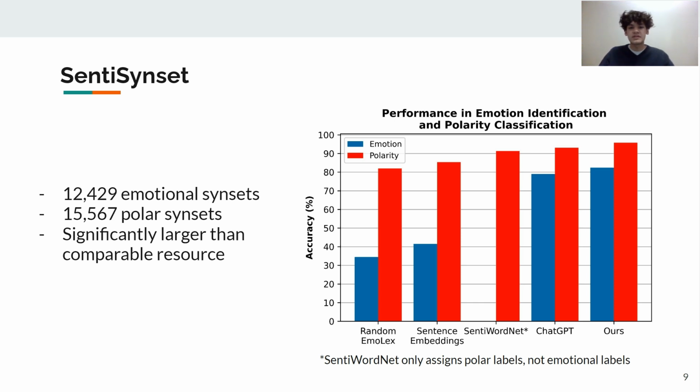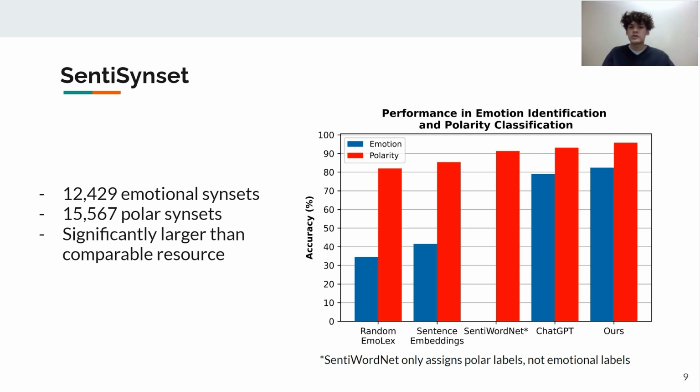So after we extend the core of our lexicon, we derive a lexicon, which we call SentiSynset. Now, SentiSynset contains over 12,000 emotional synsets and over 15,000 polar synsets. If we recall back to the other resources that contain only 2,000 or 3,000 synsets, we can recognize that our resource is significantly larger.